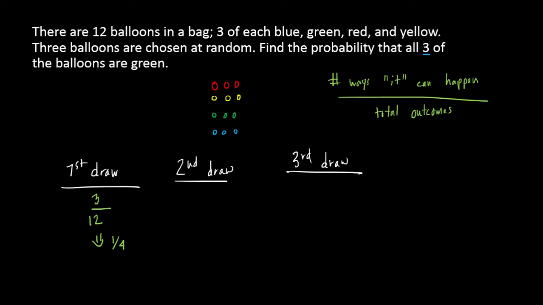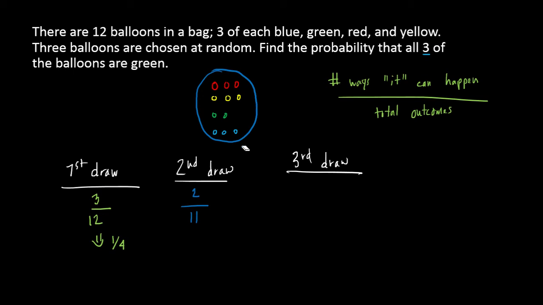So what does the bag look like on our second drawing? Well, I've already drawn one of those green balloons, right? So this is what my bag looks like now. So, in how many ways can I draw a green balloon? Well, now there's only 2 left, so there's only 2 ways I can draw it. And notice that the total number of balloons is now also reduced to 11. So on my second draw, I've already taken a balloon out, so there's 2 opportunities left out of the total 11.